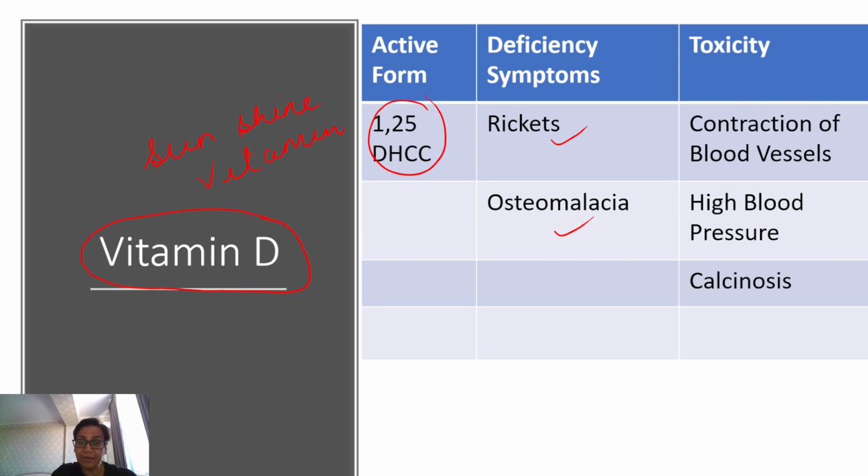And then what is hypervitaminosis of vitamin D? It leads to contraction of the blood vessels. It elevates the BP, and it leads to calcinosis, because you know vitamin D has a very, very important role to play with calcium and phosphate metabolism.